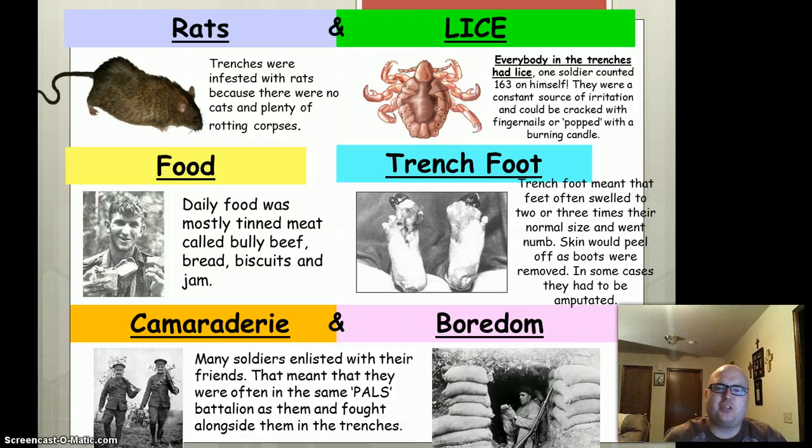One of the worst things, trench foot. Basically, you're in the cold and the heat and the wet and the dry, and you never got a chance to wash your feet. And like Forrest Gump, Lieutenant Dan says socks are the most important thing for a soldier. Well, this is why. This is what happens. Trench foot. The foot swells two to three times its normal size, goes numb, skin would peel off, their boots removed. I mean, it's just nasty. I couldn't imagine living through this. And this is what World War I was all about. Trench warfare. It was just terrible.